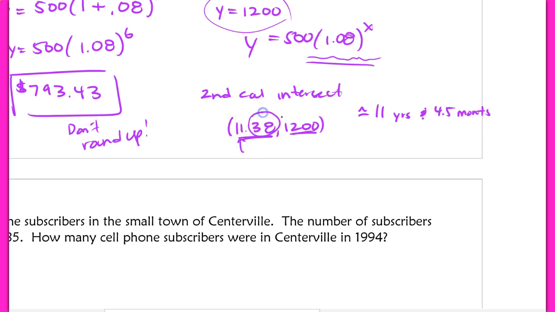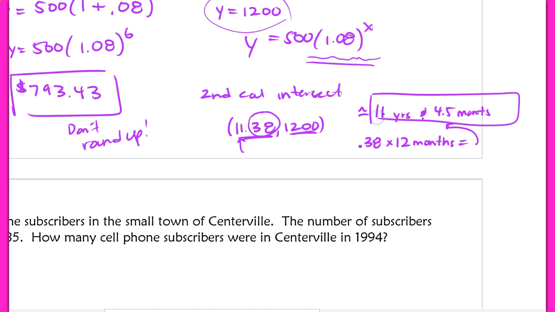This is the decimal place. You can multiply 0.38 times 12 months to figure out the number of months, and then you'll end up with that value, 4.5 months, okay? So after 11 years and 4.5 months, you finally have $1,200 in your account.